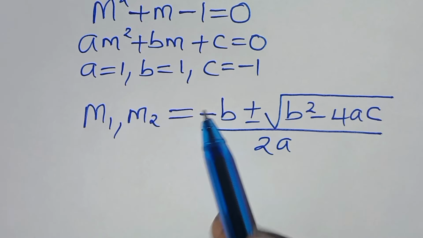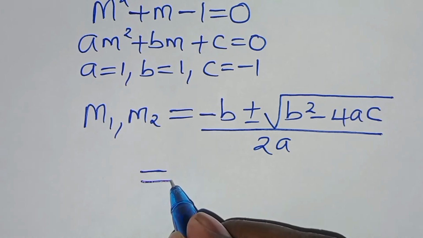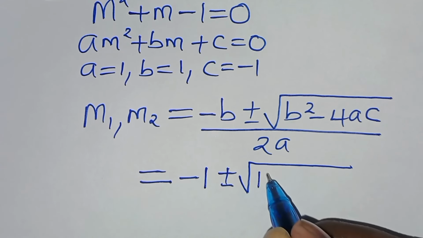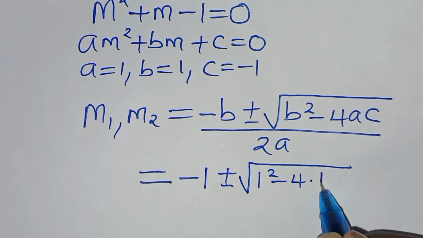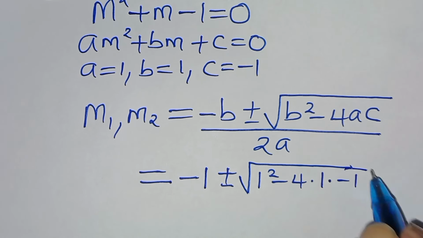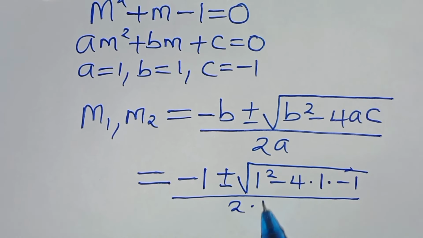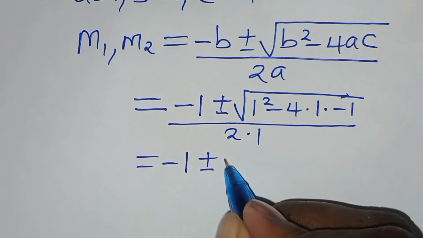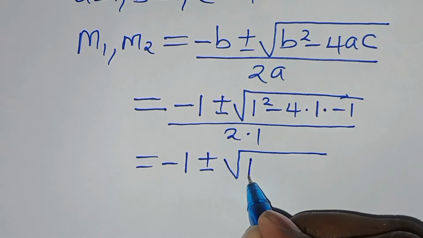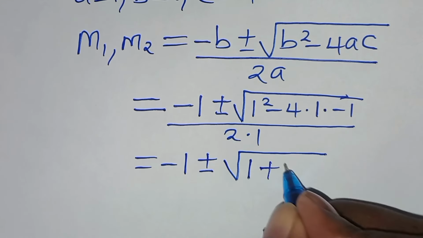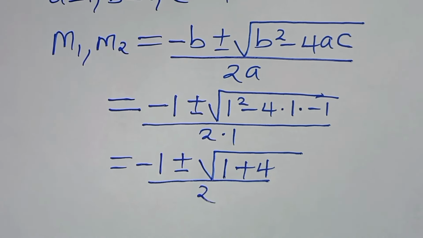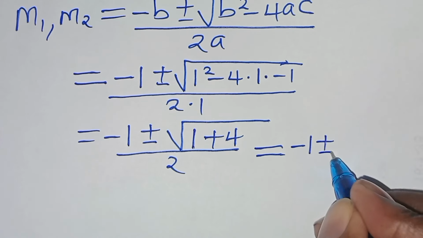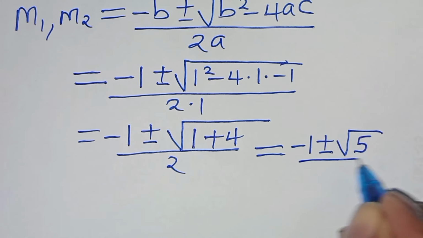Now, substituting the values of a, b, and c, here we'll have minus 1 plus or minus the square root of b squared, which is 1 squared, minus 4 times a, which is 1, times c, which is minus 1, then over 2 times 1. So here we have minus 1 plus or minus the square root of 1 squared, this is 1, minus 4 times minus 1, this is plus 4, over 2. So here we have minus 1 plus or minus the square root of 5 divided by 2.